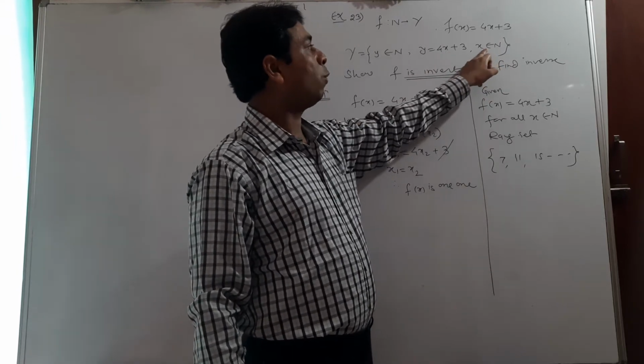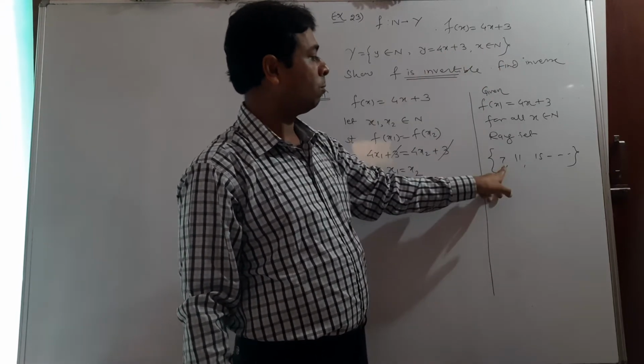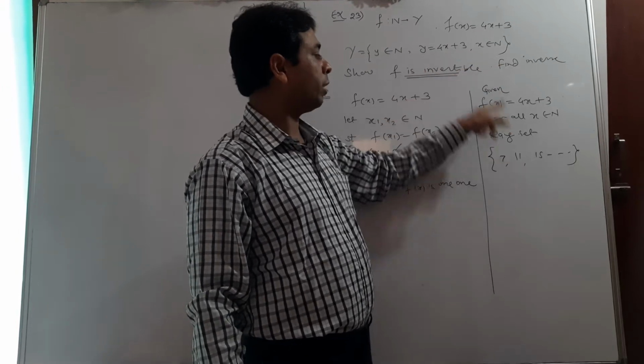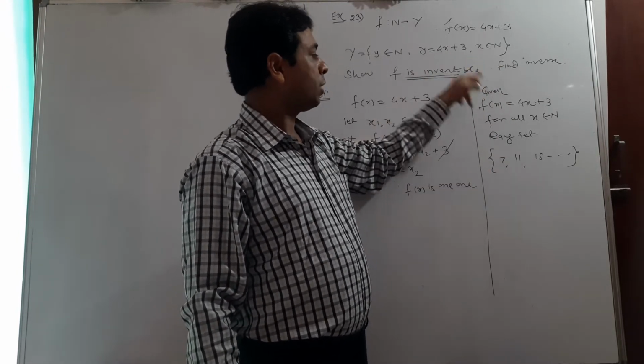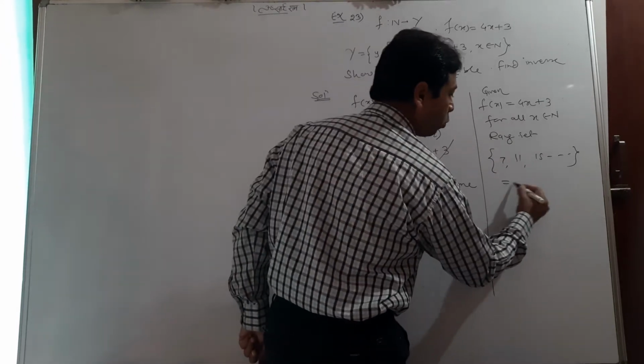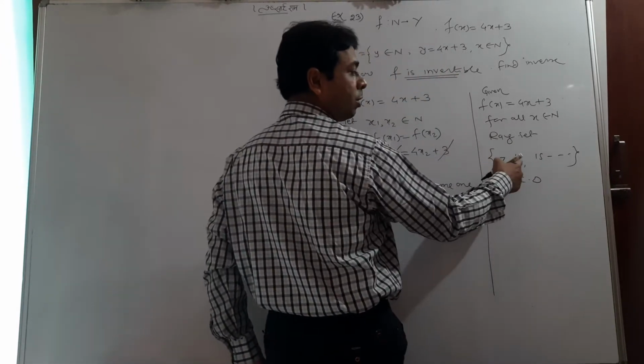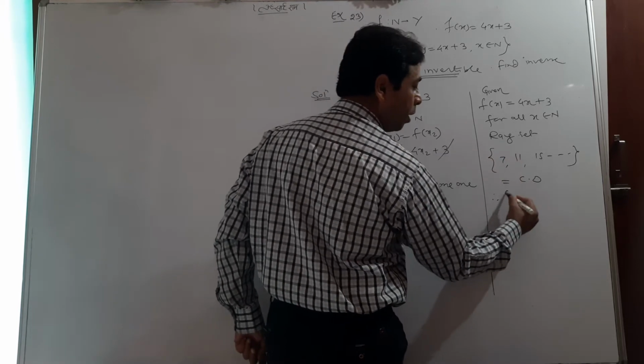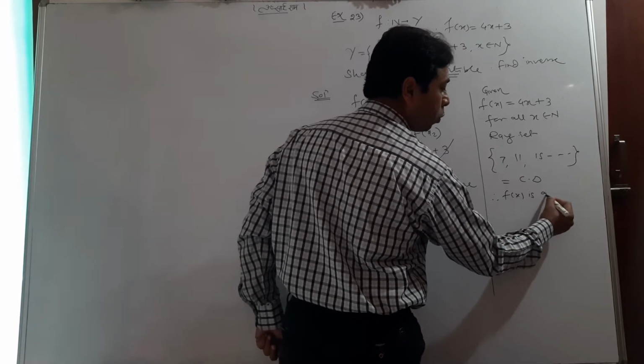Like x equal to 1 put here, 4 1s are 4 and 3, 7. X equal to 2 put here, 2 4s are 8 and 3, 11. 3 put the same, meaning whatever your range is equals this one, which is equal to the codomain. This is the range set equal to the codomain, meaning the function is onto.